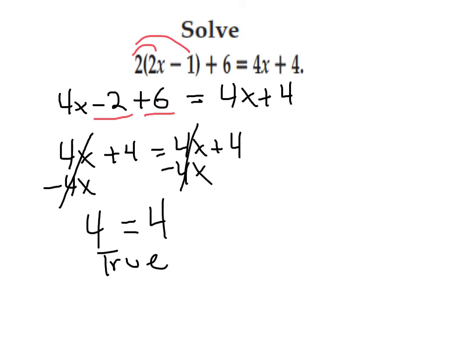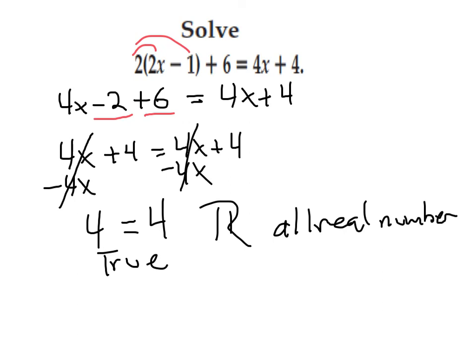Okay, in the previous slide, it was false. It was no solution. So what is the opposite of false? True means that there's all real numbers. Or if you forget that, you could just go ahead and write all real numbers. Any of these will do.